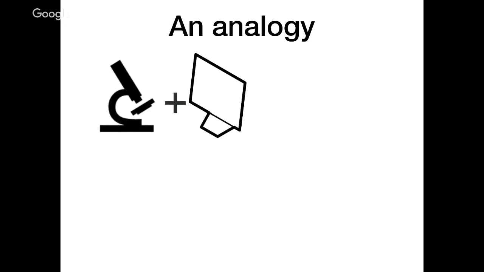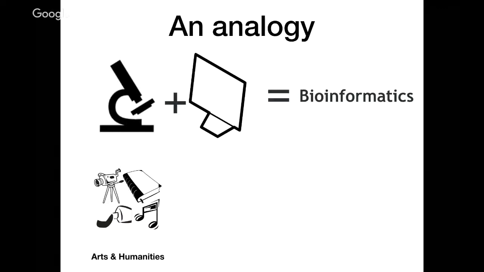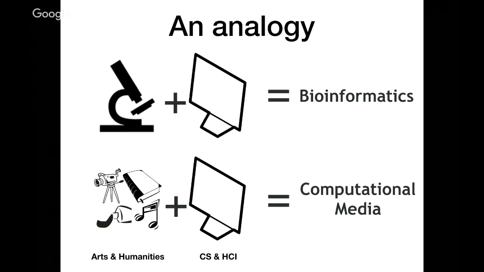An analogy might be that a lot of early work in bioinformatics was done either with lab science people reaching out towards computing, or with computing people reaching out towards lab science. But it wasn't until they were brought together that we had something called bioinformatics that really was dedicated to asking different types of questions and pursuing different types of agenda than either one would on their own. It's not one making use of the other, it's a new synthesis. Similarly, computational media brings together a lot of knowledge and methods from the arts and humanities with methods and knowledge from computing, particularly computer science and human-computer interaction.